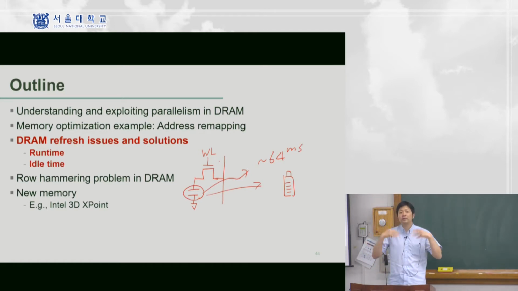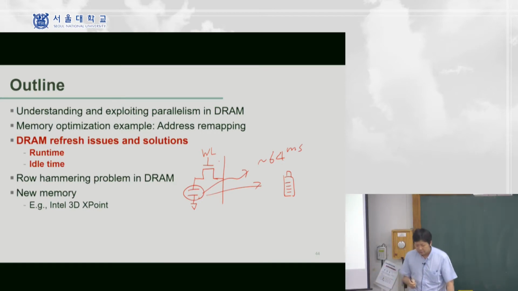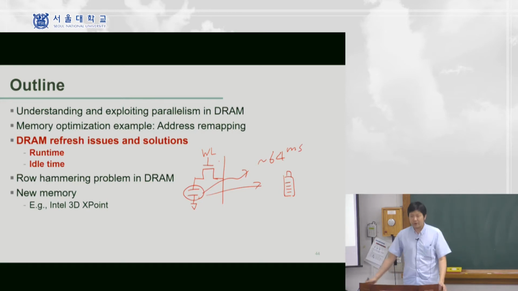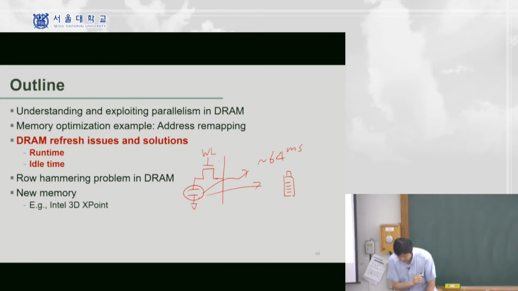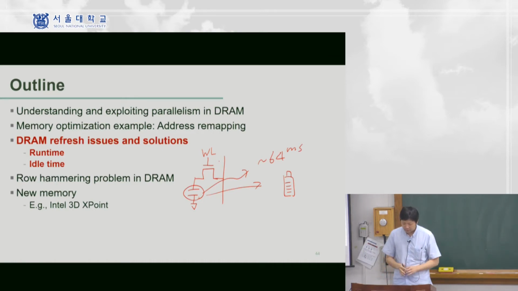So we need to periodically refresh the value. Refreshing the value means reinforcing the value. Because you keep losing the charge, you make a fresh one again at regular intervals. That's called refresh. Any DRAM system must deal with this problem of refresh. Doing refresh means that every 64 milliseconds you need to refresh the charge of all the cells in your DRAM. That is called the refresh issue, and we're going to cover how we can solve the problem.